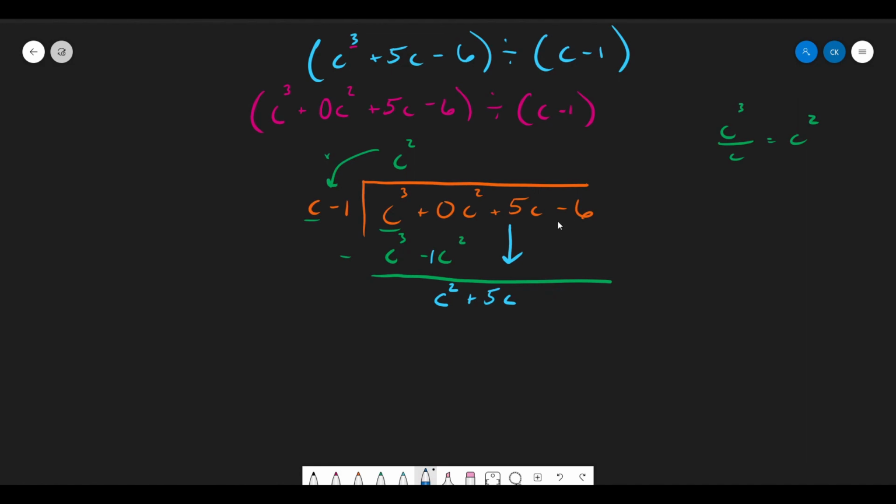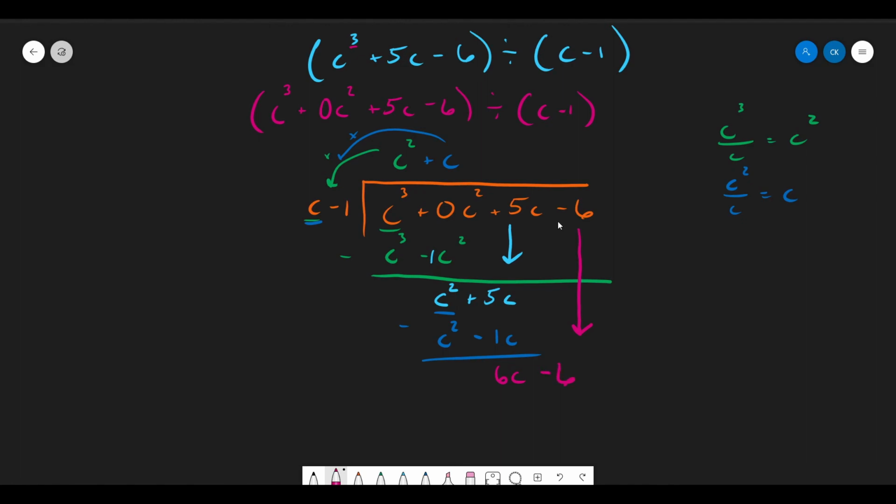And then I do the same thing. Take the first terms, divide them. C squared divided by c, that's a c. Positive c. Multiply. C times c, c squared. C times 1, negative 1c. Subtract them. Those cancel. 5c minus negative 1c, that's going to be a positive 6c. Bring down the minus 6. I have another term, so I have to do this again.